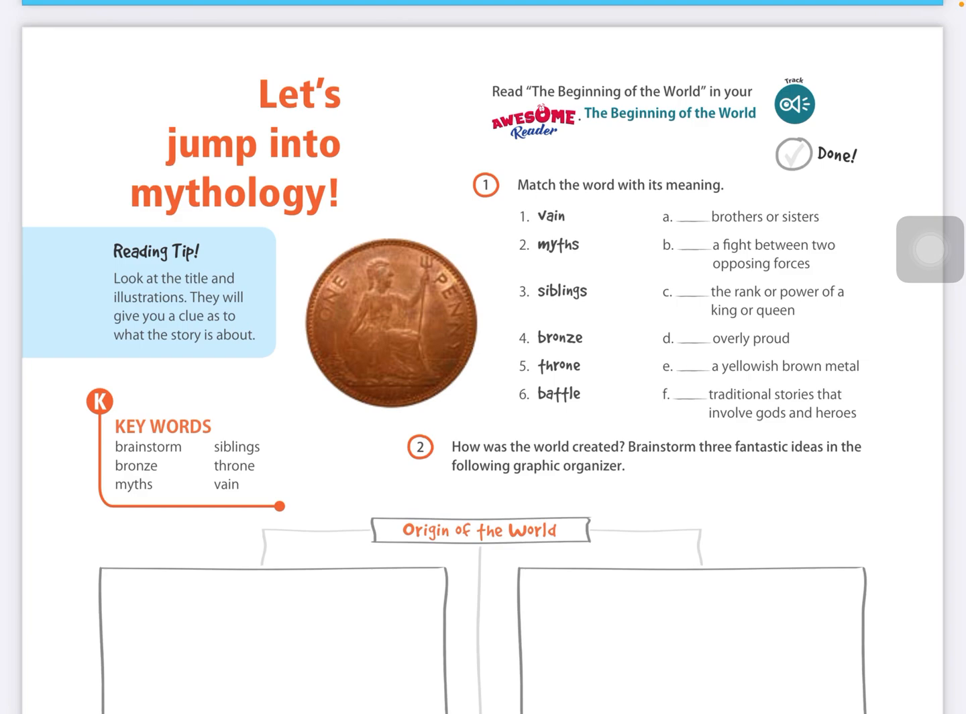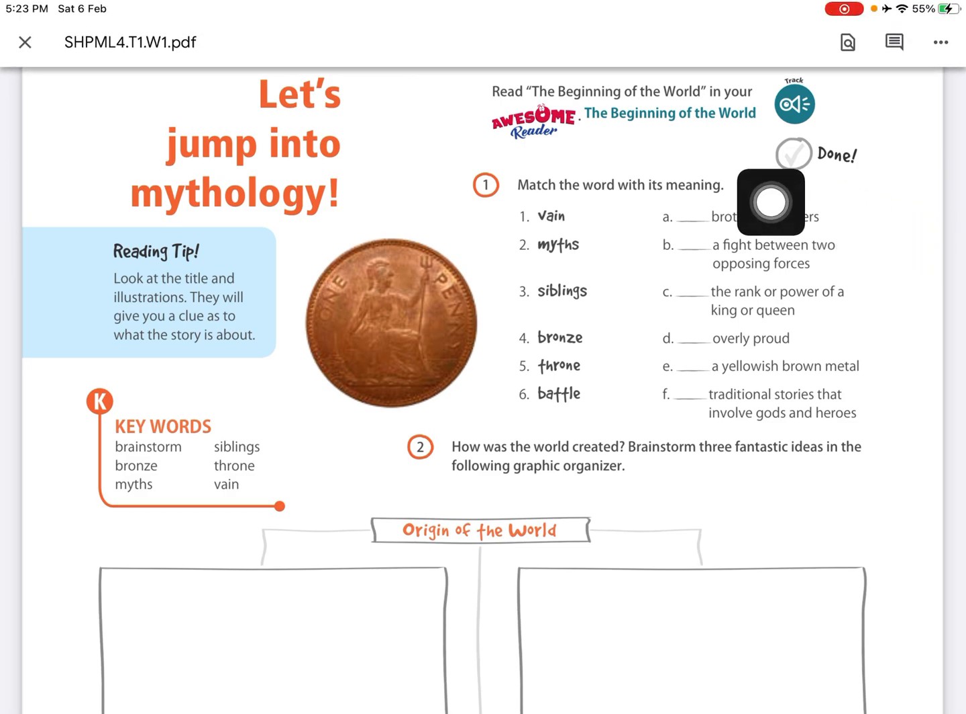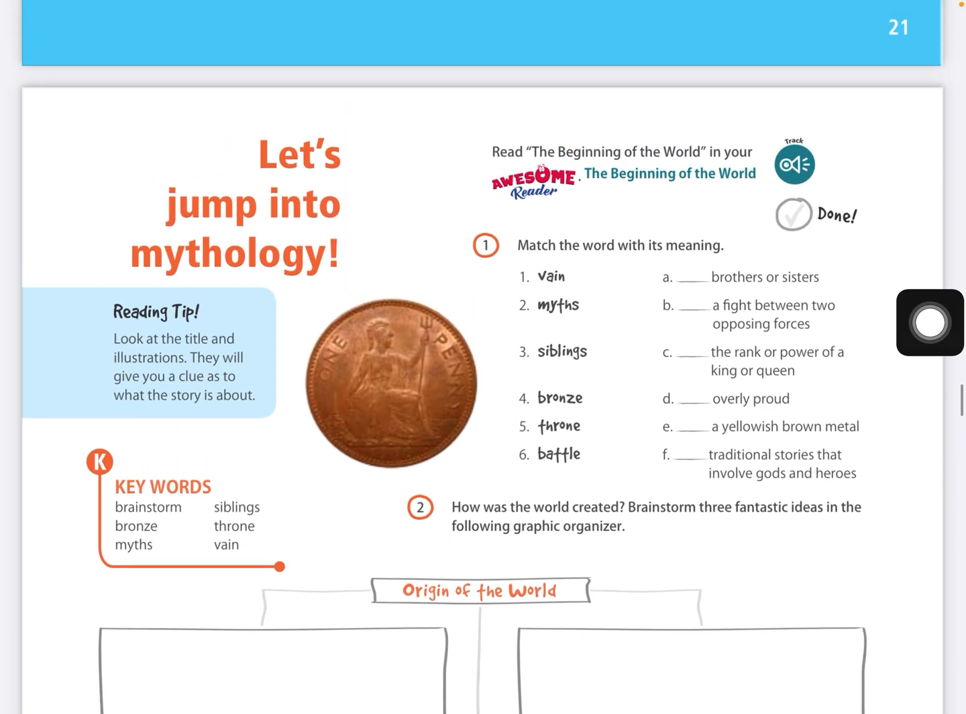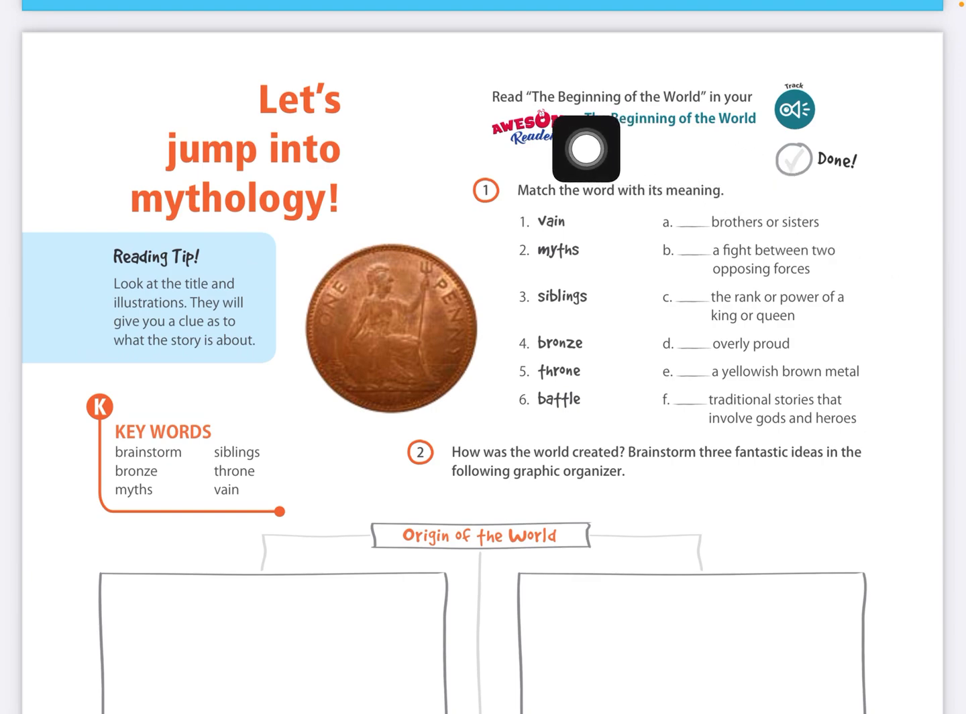Now we are going to present the activities for this week. Remember that we are going to work with Shaping Language, the fourth graders, term number 1, week number 1. So we are going to go with page 24. For example, you are going to go to your Awesome Reader and Writer and look for the reading "At the Beginning of the World." Also, you are going to find this with the audio file on the platform. After reading this little text, you're going to match the word with its meaning.